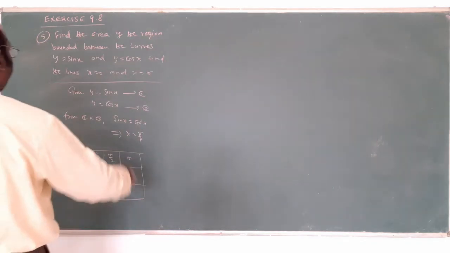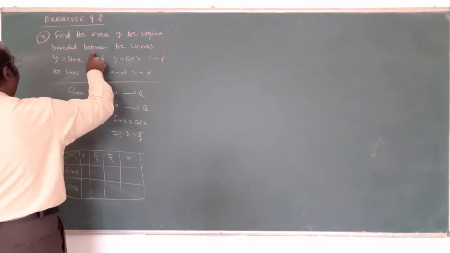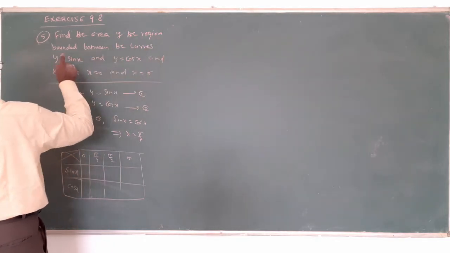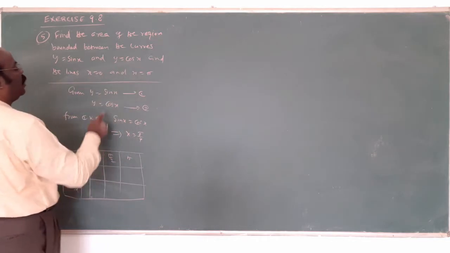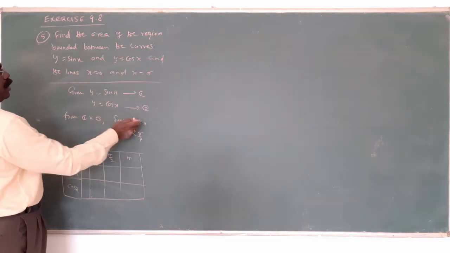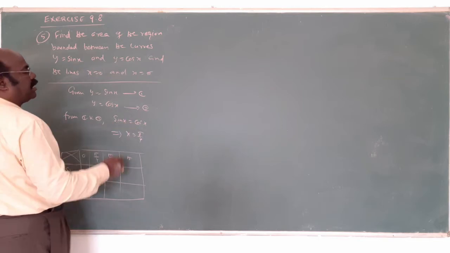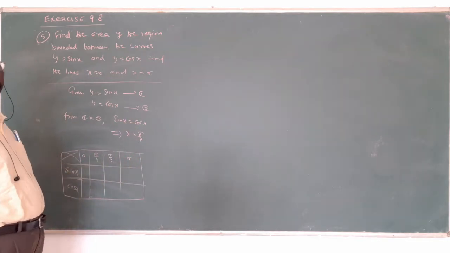Next question: find the area of the region bounded between the curves y equals sin x and y equals cos x. The limits are from 0 to pi, and these are given. From 1 and 2, combining both, we get sin x equals cos x. The sin x and cos x will be equal when x equals 45 degrees, that is pi by 4. Am I right?